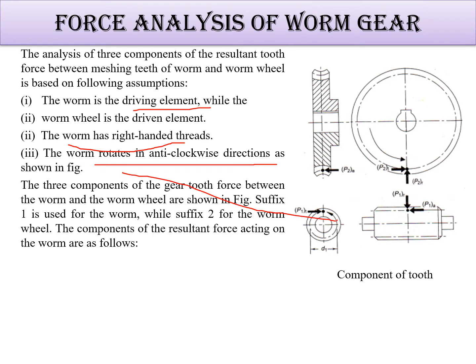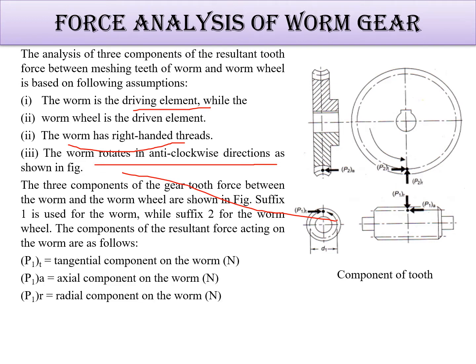Now the three components which are acting are the tangential, axial, and radial components. P1 is here, this is P1, and P2 is here on the wheel. This axial is here. P2 is here, P1 is here. This P1 radial is here. In this way, it is acting.